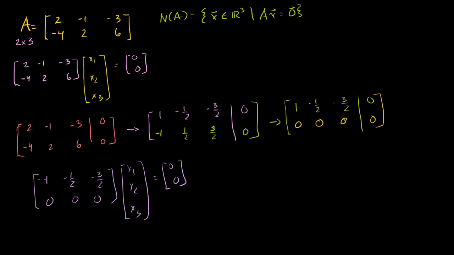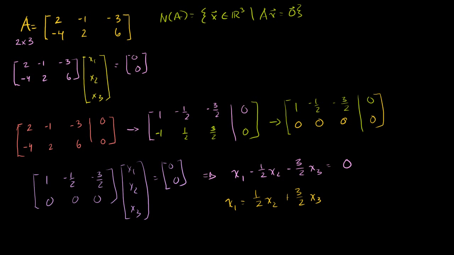But this first row tells us that 1 times x1, x1, minus 1/2 times x2, minus 3/2 times x3 is equal to 0. All of the vectors whose components satisfy this are in my null space. If I want to write it a little bit differently, I could write it as x1 is equal to 1/2 x2 plus 3/2 x3.